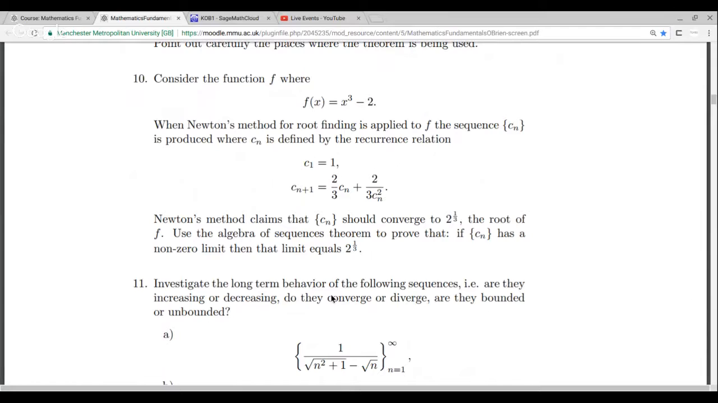Okay, and then we break down the right-hand side by just applying the algebra of limits theorem. So what is the limit of this plus this? Well, it's the limit of the first bit, which will be 2/3 times C, plus the limit of the second bit, which will be 2/3 times C squared. So by applying the algebra of limits theorem to the recurrence relation itself, we get an equation which is satisfied by the limit. And to clear the denominators here, you multiply both sides by C squared to get C cubed is equal to 2/3 of C cubed plus 2/3.